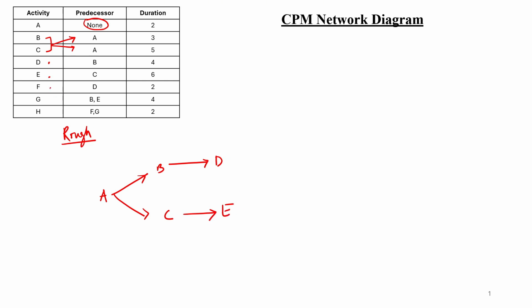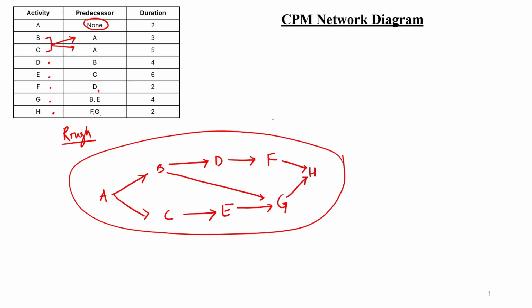For activity F to start, its predecessor activity D has to be completed, and to start activity G, it has two predecessors, activity B and E. So both activities B and E need to be completed to start activity G. Similarly, for activity H, the predecessors are F and G. So to start activity H, both activities F and G need to be completed. So this is how our network diagram is going to look like.